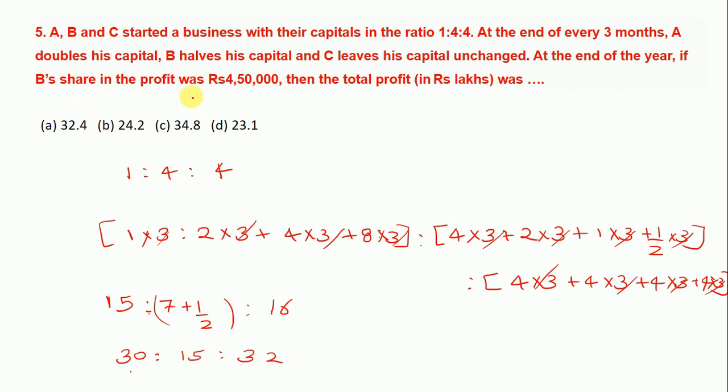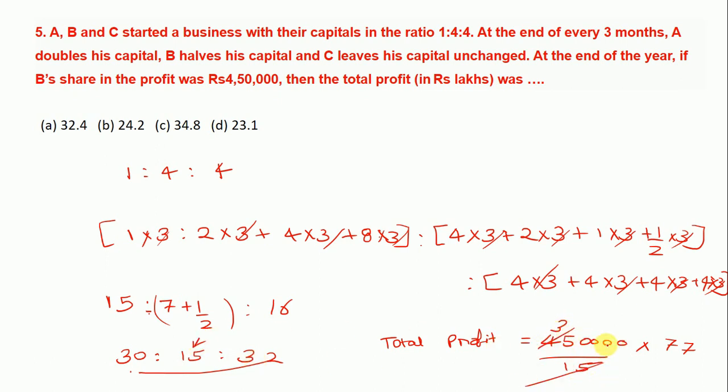So B's share in the profit was 4,50,000. So total profit will be 4,50,000 into 77, as the sum of these units is 77, divided by 15, because B's share is 15. So 15 into 3, so it will come out as product of this into 77, and 7 into 3 is equal to 21, and 7 into 3 is equal to 21 plus 2 23, and 4 zeros 1 2 3 4, so it will become 23.1 lakh. So option D is your correct answer.